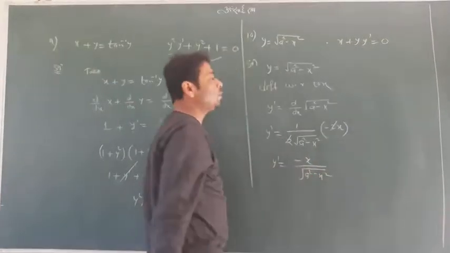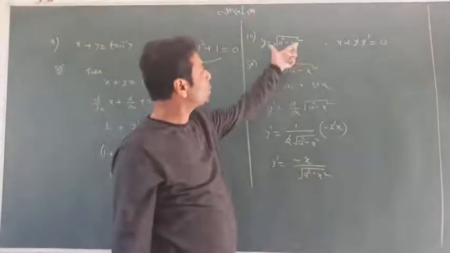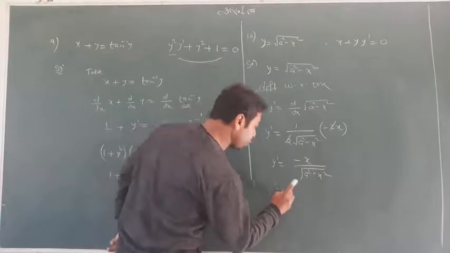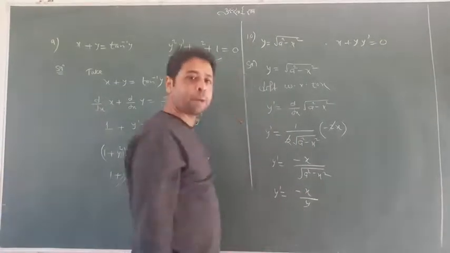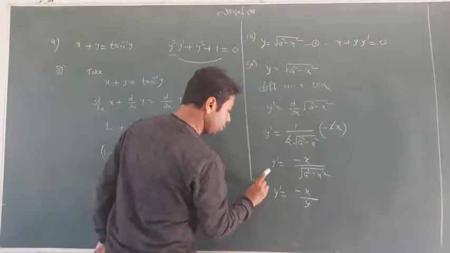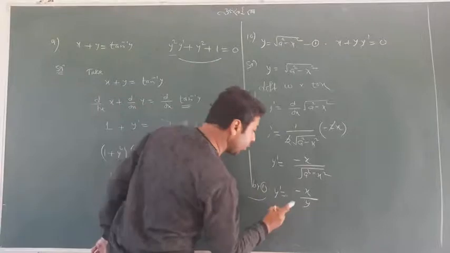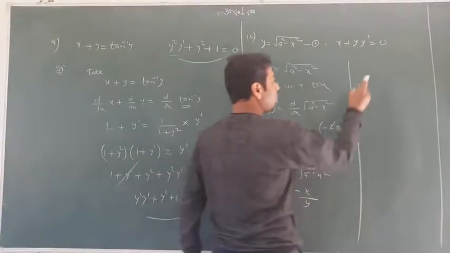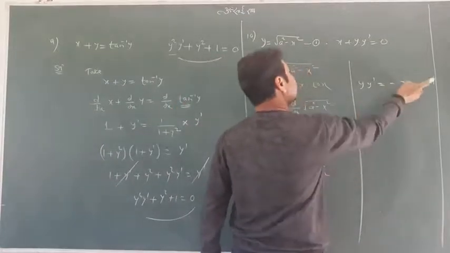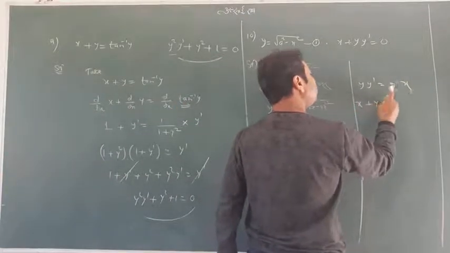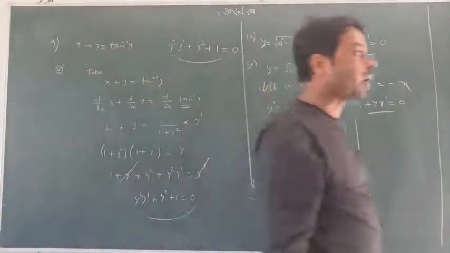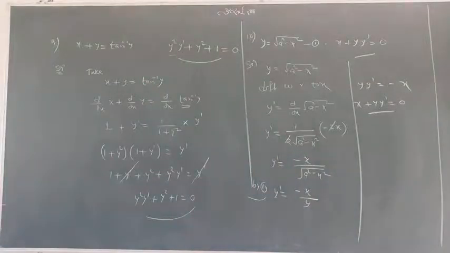One thing which looks very easy is that square root of a square minus x square is itself y. So can we put square root of a square minus x square equal to y? So we have y dash equal to minus x upon y. Okay, now we do transfer here. So we have y y dash equal to minus x, and lastly transfer x to that side. So this is going to be the same. So student, this was a simple method by which we can get the answer.